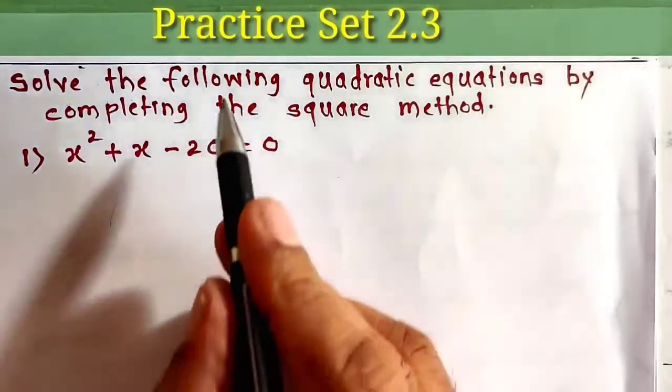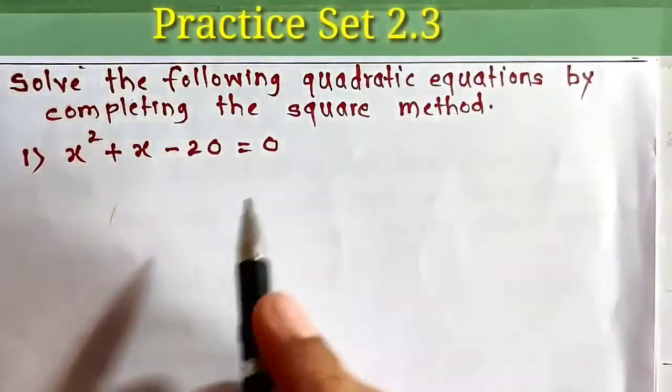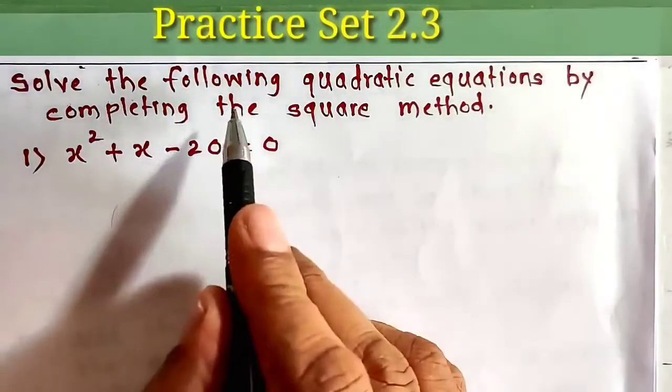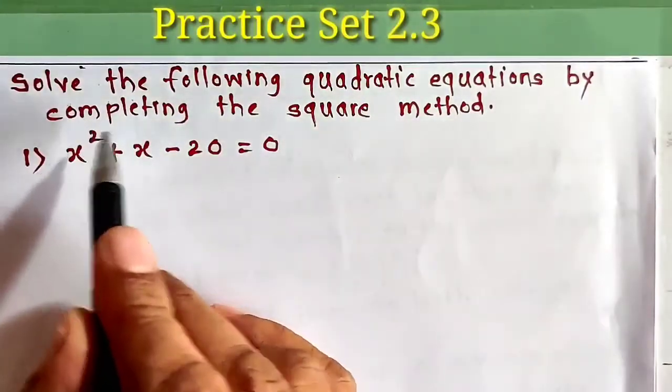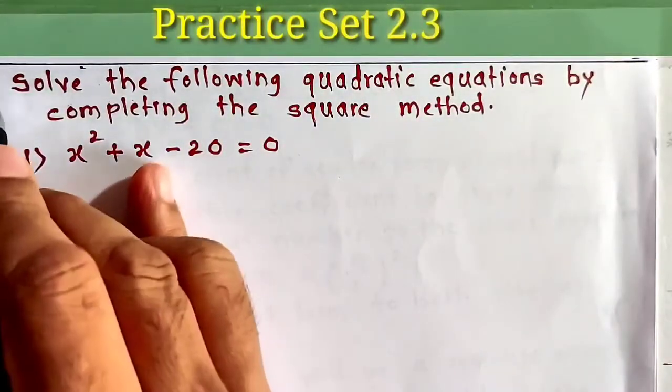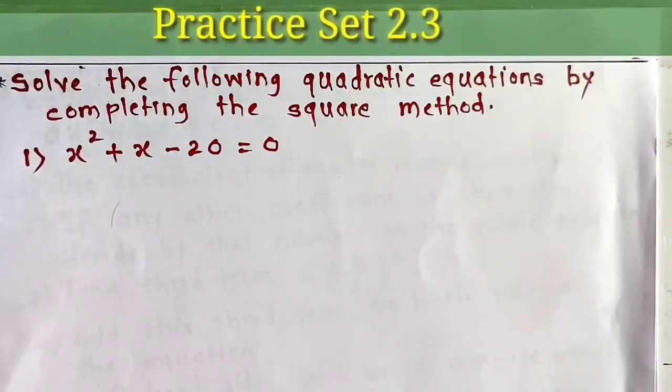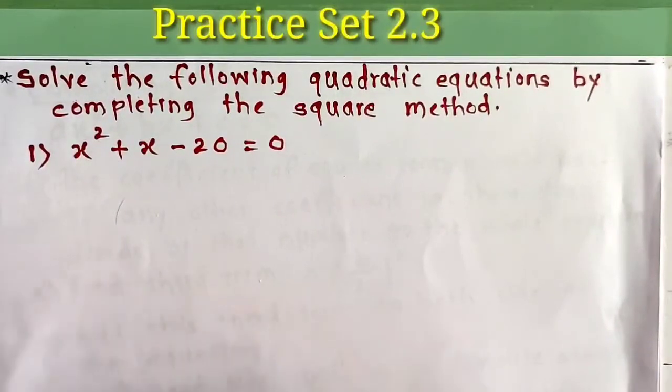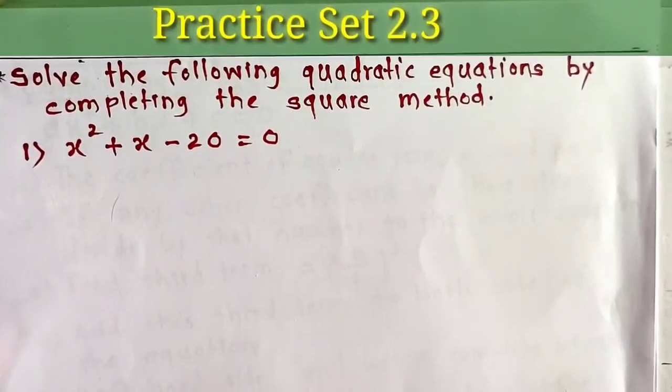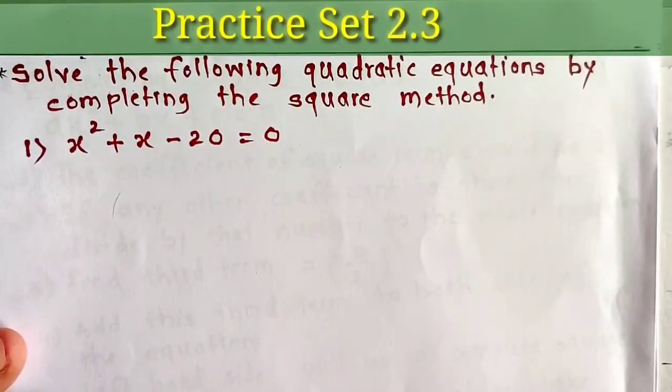Here it is practice set 2.3. Solve the following quadratic equations by the completing the square method. The question may be like this: solve the following equations by the completing square method. Then we have to use that method only. We can't use other methods. Listen carefully, in this chapter there are 3 methods of solving a quadratic equation. So we have to use the proper method which is asked in the exam.